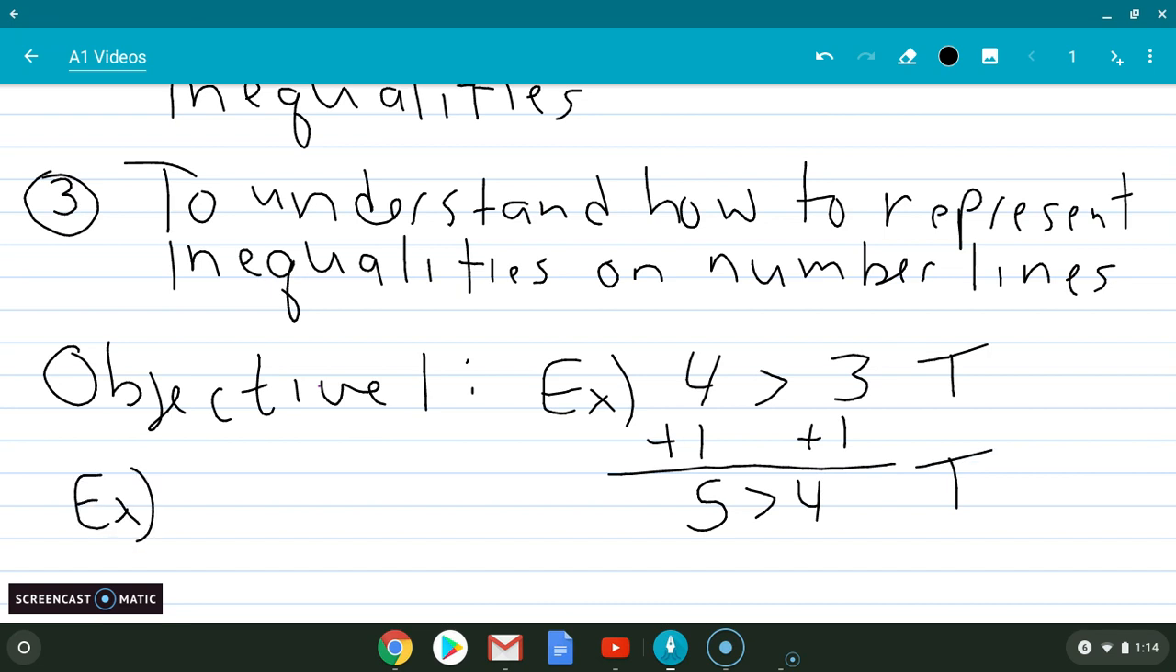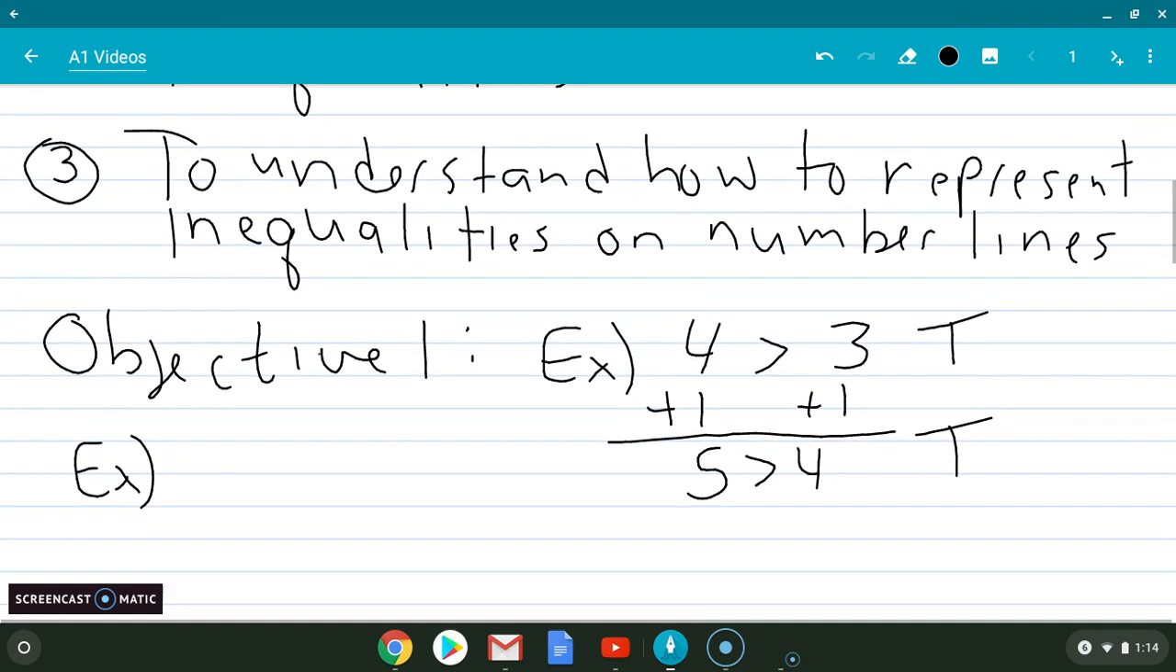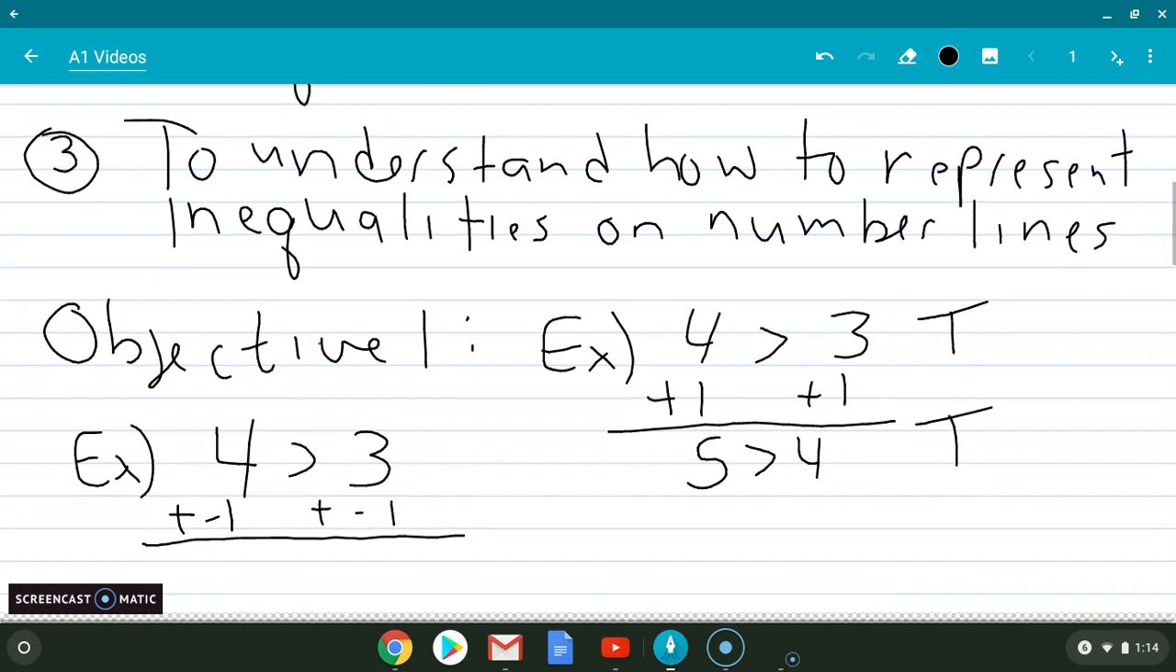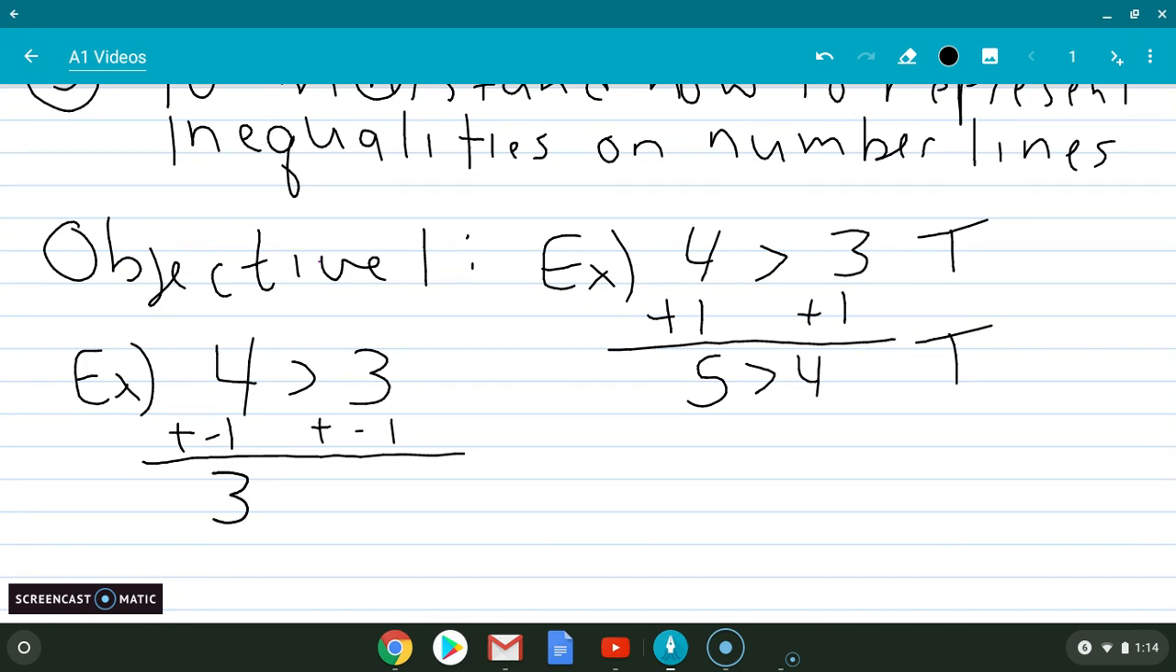This works for subtracting, which is still adding, correct? In other words, if 4 is greater than 3, if I add negative 1 to both sides, which usually we just say subtracting 1, is it true that 3 is greater than 2? Absolutely. So if I start with a true statement and add something to both sides, I end up with a true statement.